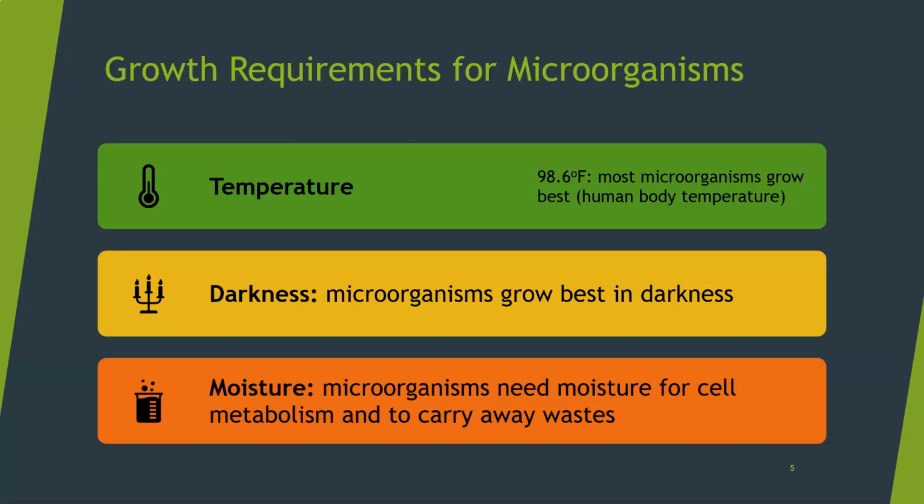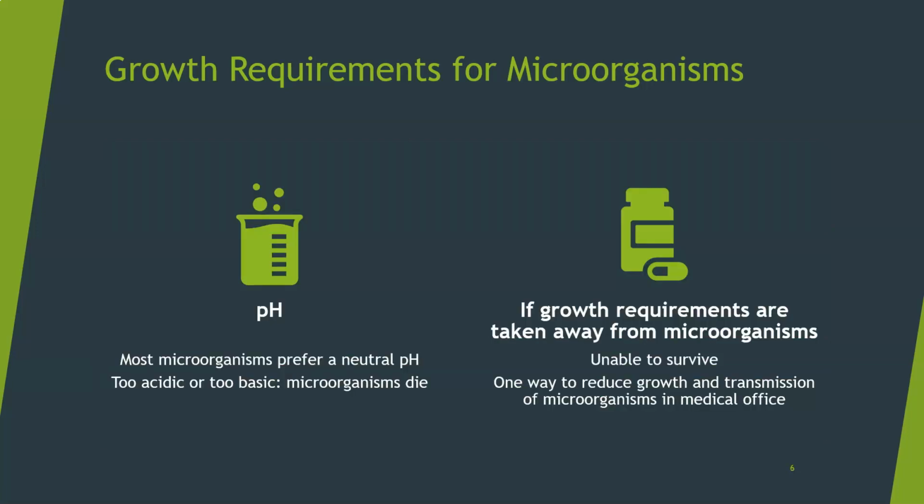Microorganisms also grow best in dark places, and they tend to need moisture for cell metabolism and to carry away waste. So a moderate amount of moisture is important as well. And then lastly of the 6 is pH. Microorganisms prefer a neutral pH.